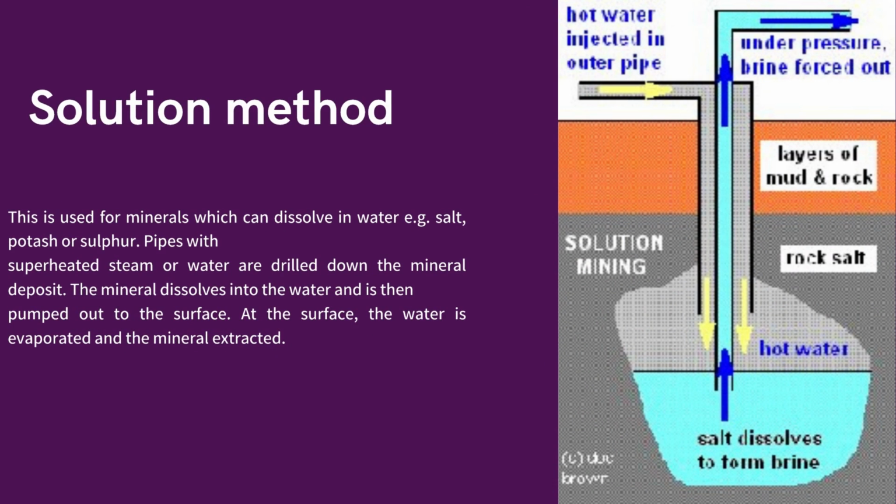So also saying solution method, this is another type of mining. It's a solution method. So this is used for minerals which can dissolve in water. For example, salt, potassium, sulfur. So we're saying pipes with a stream of water are drilled down the mineral deposit. The mineral dissolves into the water and is then pumped out onto the surface. At the surface, the water is evaporated and the mineral extracted.